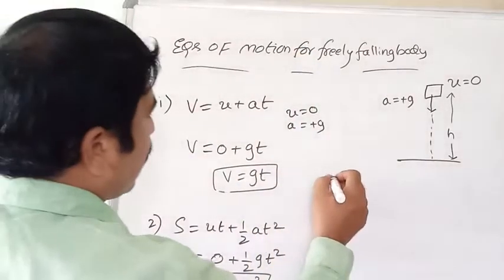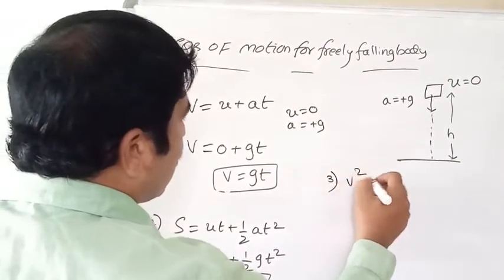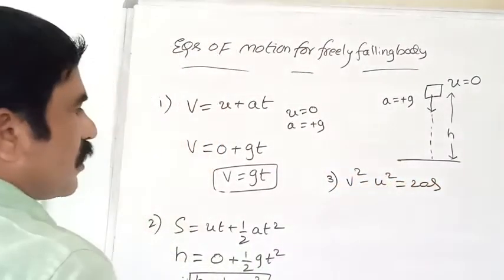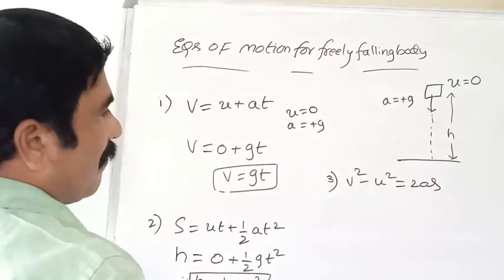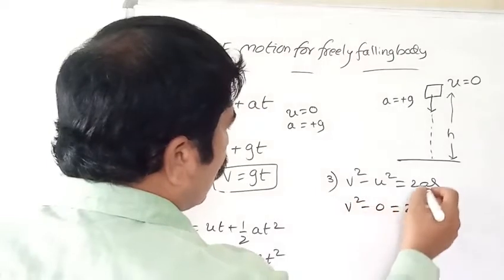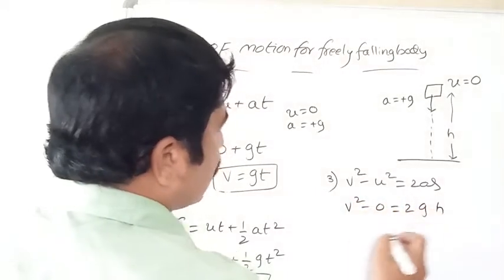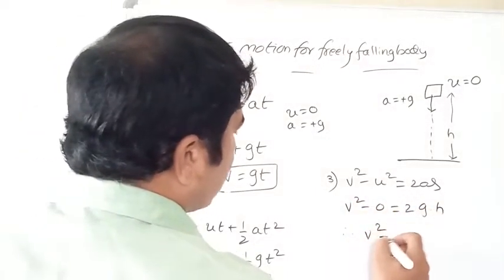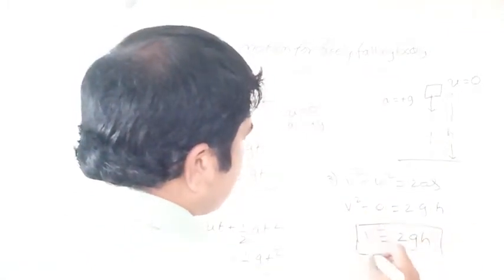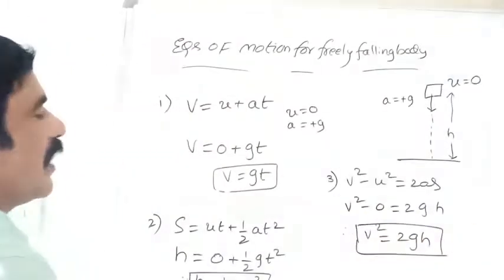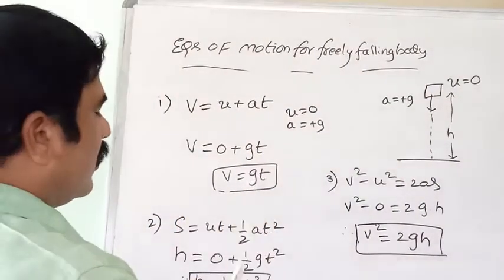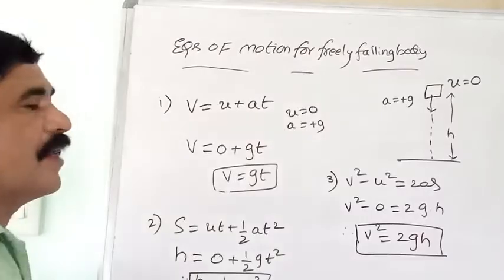Now the third equation, v² − u² = 2as. In this also substitute u = 0, a = +g. v² − 0 = 2 × g × h. Therefore v² = 2gh. These are the three equations of motion for freely falling body.